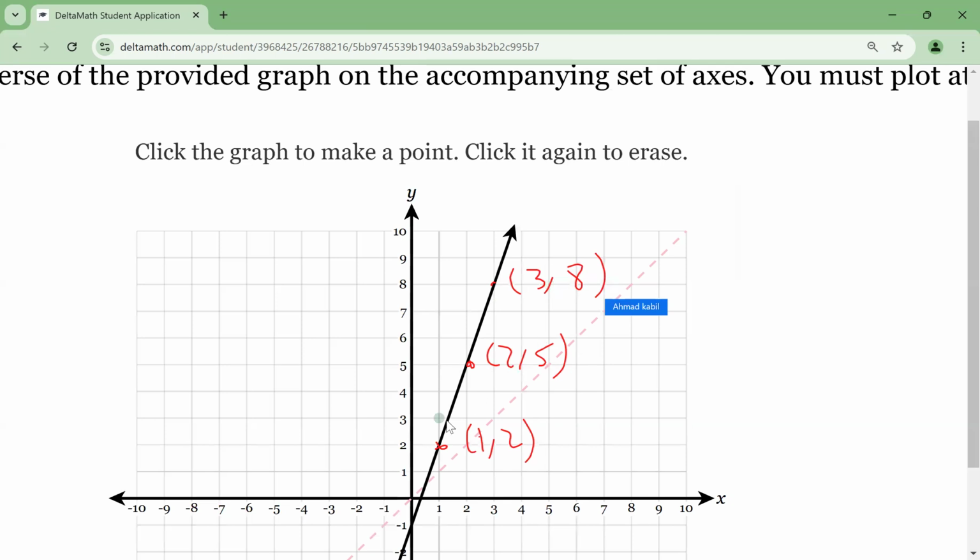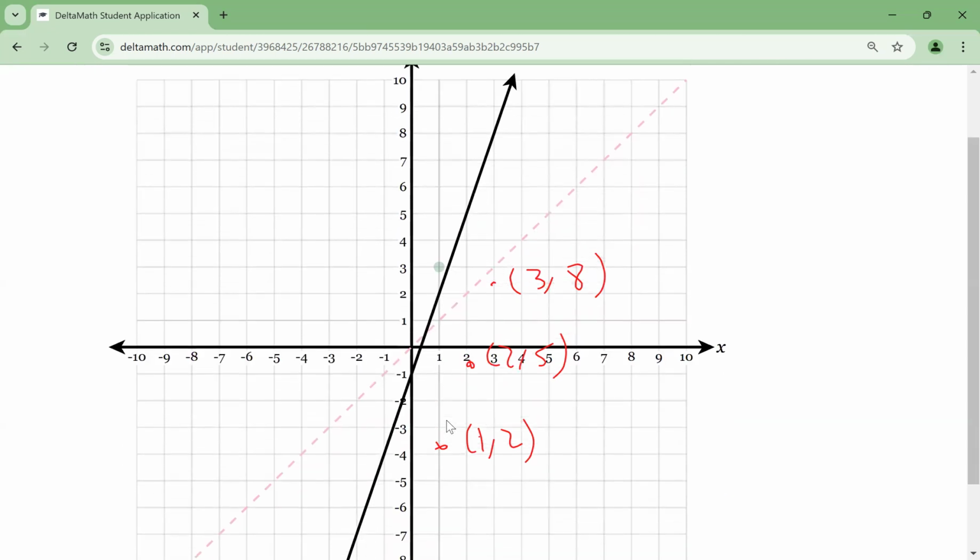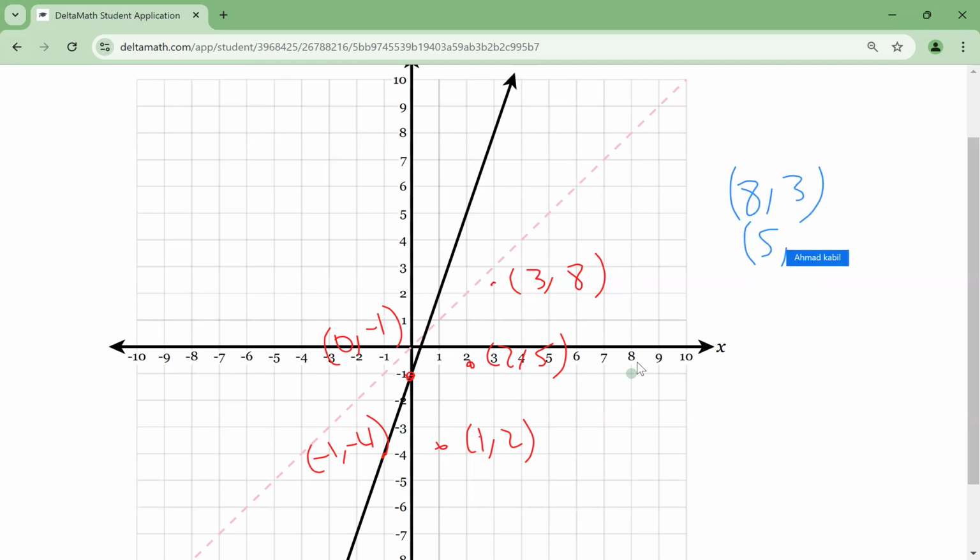You can take some from the negatives as well. So we have 0 and -1. So this point here is 0 and -1. And we have -1 and -4. Now that we have 5 points, let's write the inverse points. So we have 8, 3, 5, 2, 2, 1, -1 and 0, and -4 and -1.